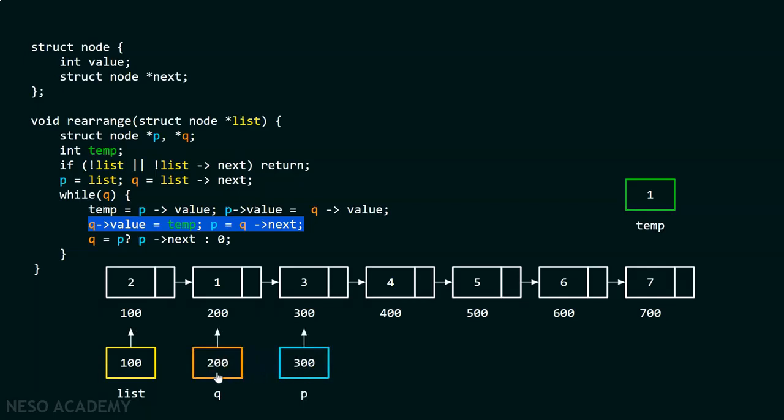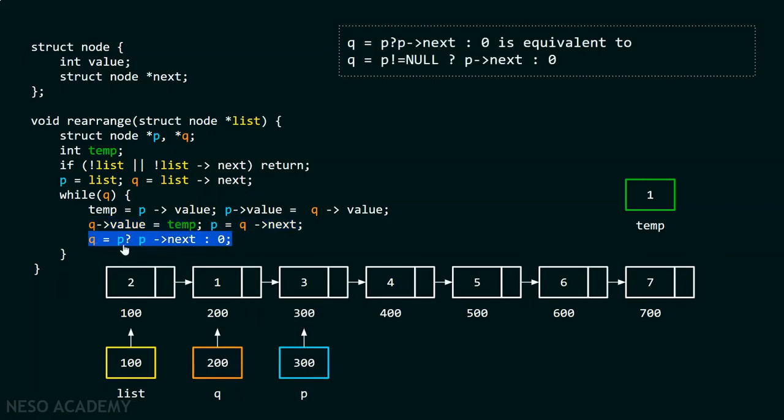Therefore, it is clear that Q is now pointing to the second node of the list and P is pointing to the third node of the list. Now, we will evaluate this particular statement. What does this mean? Q equal to P ? P next : 0. We know this is a ternary operator, question mark with colon, right?